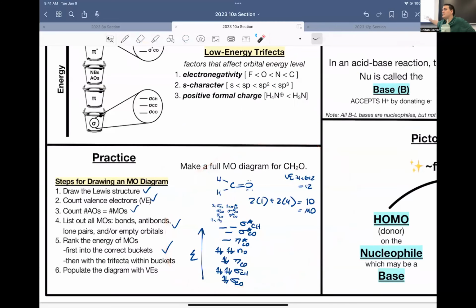So you're going to get a chance to practice this in a minute and put it together with some other stuff. But any questions on this before we talk about frontier molecular orbitals? Yeah.